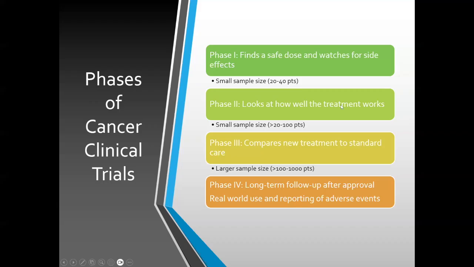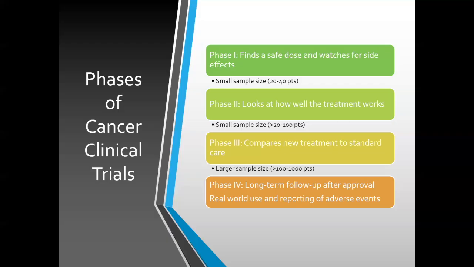Okay. The next one, phase two, is slightly larger. And this is, again, looking at safety, and then the early signal of how well the treatment works. And so this is where you have sample sizes that range from 20 to 100 patients. And typically, we're broadening it out to a lot more patients.